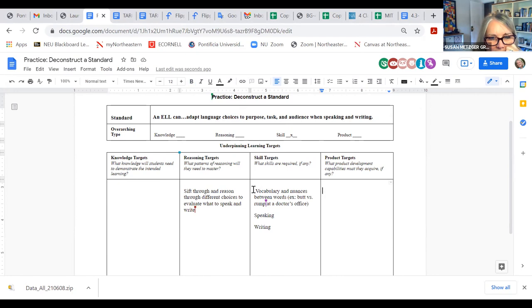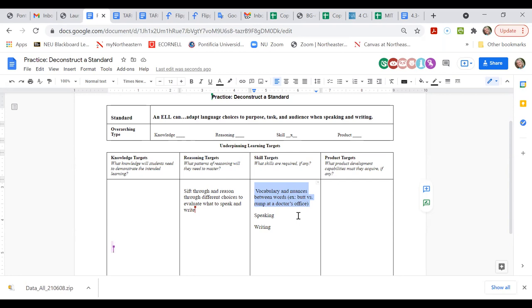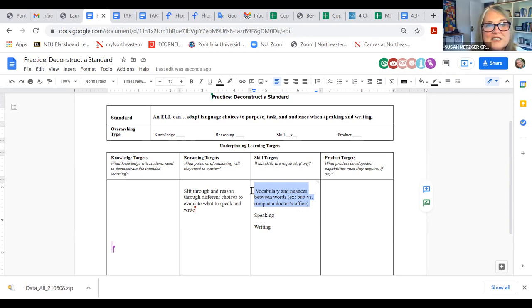Now, can I ask a question about this one that I'm highlighting, vocabulary and nuances between words? Tell me, in what way would that be a skill? Anybody, somebody want to explain that a little bit? Oh, how the nuances of vocabulary would be a skill? That's the question? Yeah, because it's in the skills column.